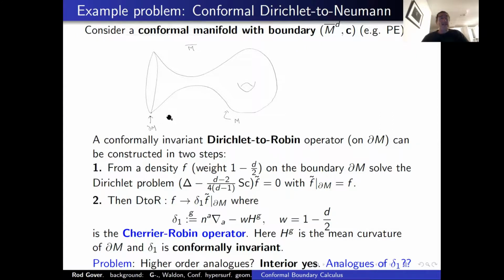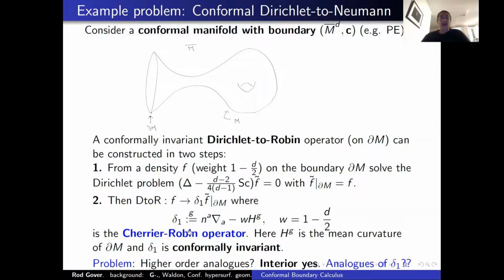Now, there's a way to make a conformally invariant Dirichlet-to-Robin operator. You no doubt know about the usual Riemannian Dirichlet-to-Robin operator, but you can make a conformally invariant one as follows. Start with a function on the boundary, or really a density of weight 1 minus d over 2, where d is the dimension of the bulk, the interior. Then try and solve this problem. Here is the Yamabe operator that was mentioned in Mike Eastwood's talk. This is the ordinary Riemannian type Laplacian. If you add this amount of scalar curvature, then you get a conformally invariant operator.